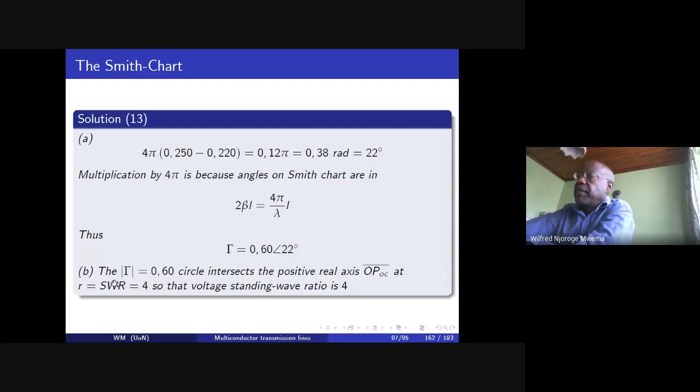And B, the 0.6 gamma circle will intersect the positive real axis at a point OP or C at R equal to the standing wave ratio of 4, so that the voltage standing wave ratio is simply 4.